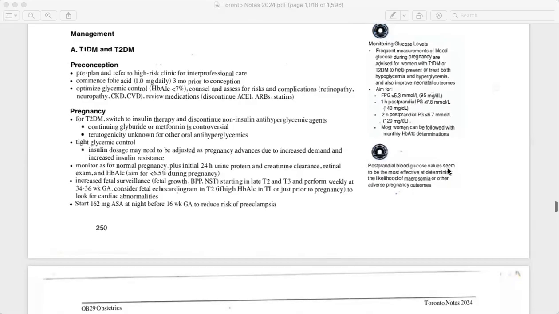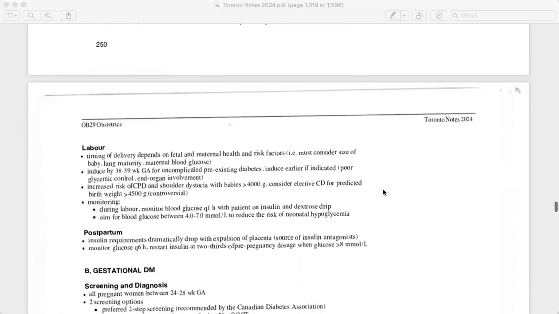Postprandial blood glucose values seem to be more effective at determining the likelihood of macrosomia or other adverse pregnancy outcomes. Coming to labor, timing of the delivery depends on fetal and maternal health and risk factors. Induce by 38 to 39 weeks gestational age for uncomplicated pre-existing diabetes, and induce earlier if indicated. Why? Because macrosomia can lead to a lot of complications, so you need to consider this.